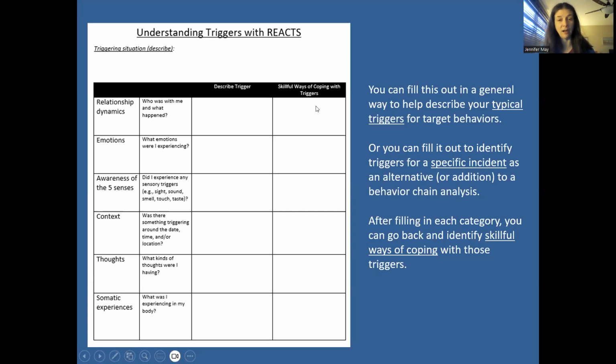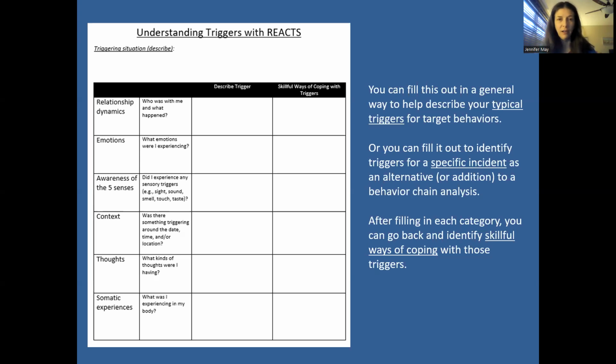And then in the other column, you could think of what are some skillful ways I could use to cope with that trigger. So the next time it comes up, maybe I can handle it in a different way, and that'll prevent me from engaging in the target behavior, or maybe choose a healthier alternative. So this could be like a living document that you could continue to update as time goes on and different things happen or you get new ideas.